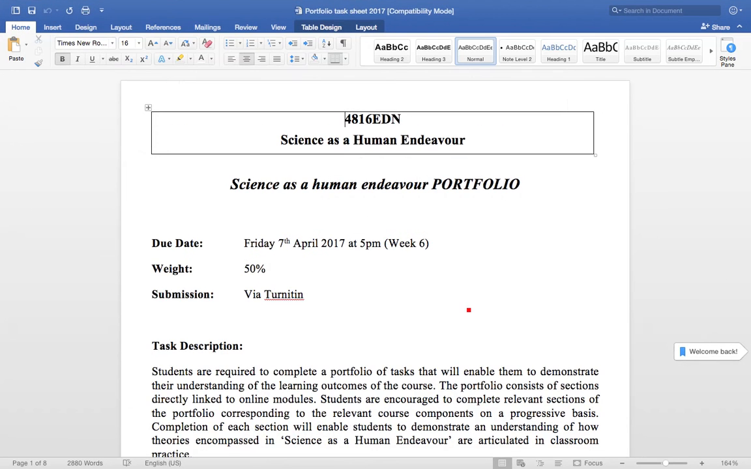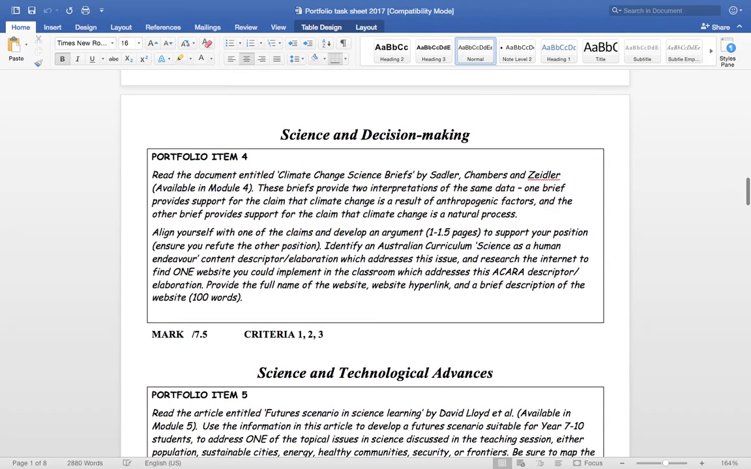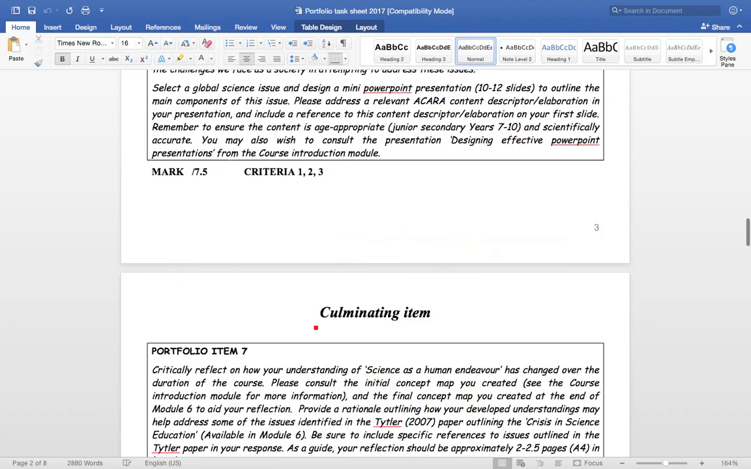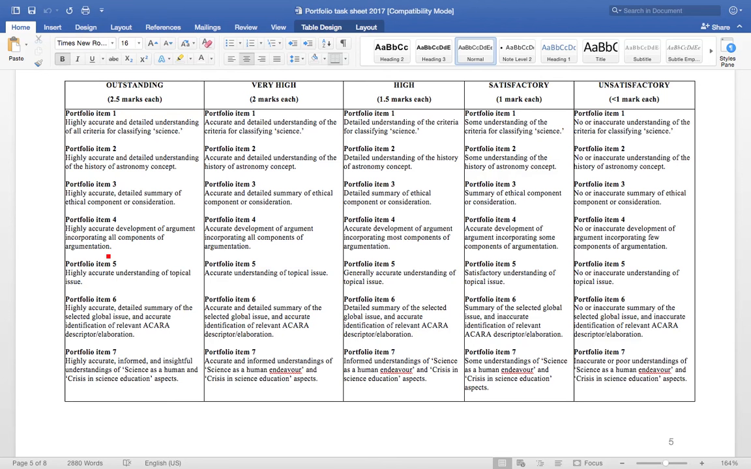And finally, let's just check our portfolio task sheet. Okay, so here's our portfolio item. It's 7.5 marks and it's all 3 criteria. So to get the highest mark, we have a highly accurate development of argument incorporating all components of argumentation. So what that means is in Unit 1, we talked about claims, warrants, qualifiers, rebuttals, etc. I would like to see evidence of those components in your developed argument.